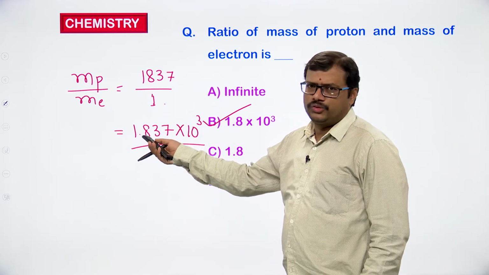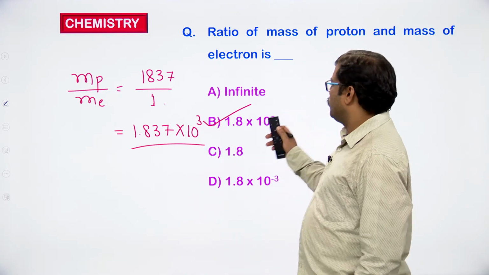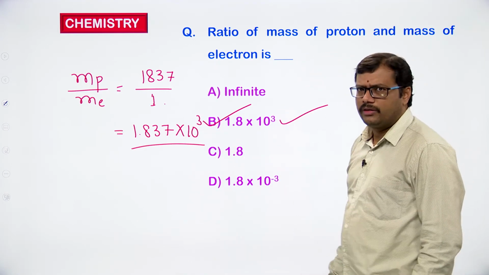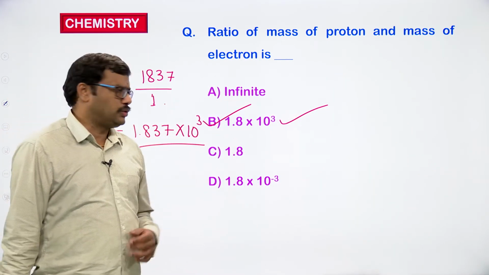837, we can write it as 1.837 into 10 to the power of 3. So the correct option is B. 1.8 into 10 to the power of 3 is the correct option in this particular question.